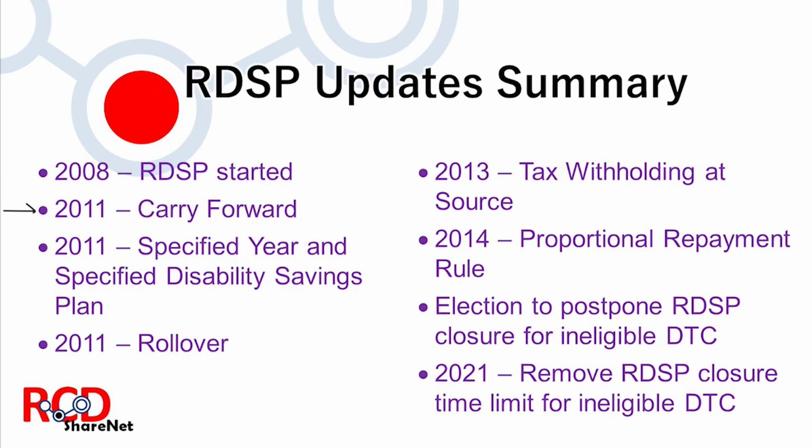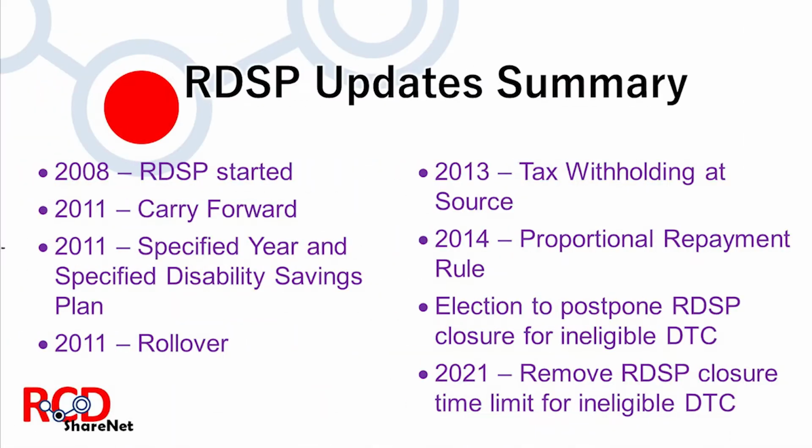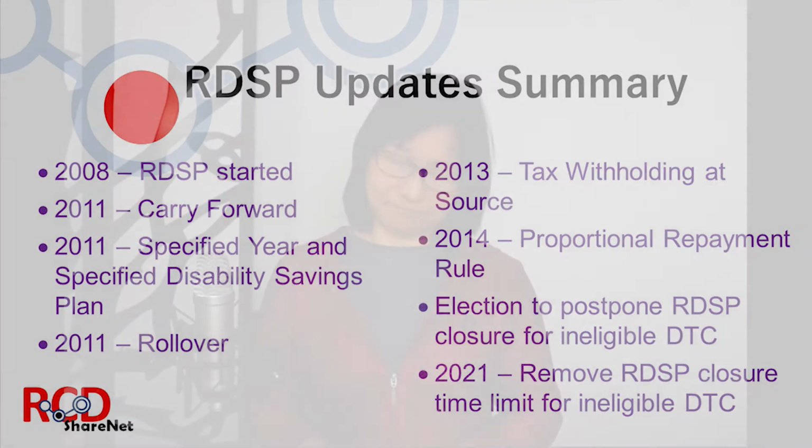In January 2011, the government introduced Carryforward. For more information on Carryforward, you can look at the second episode of the series, where we talked about that already. And in June 2011, they introduced something called Specified Year and Specified Disability Savings Plan. So what is this for?